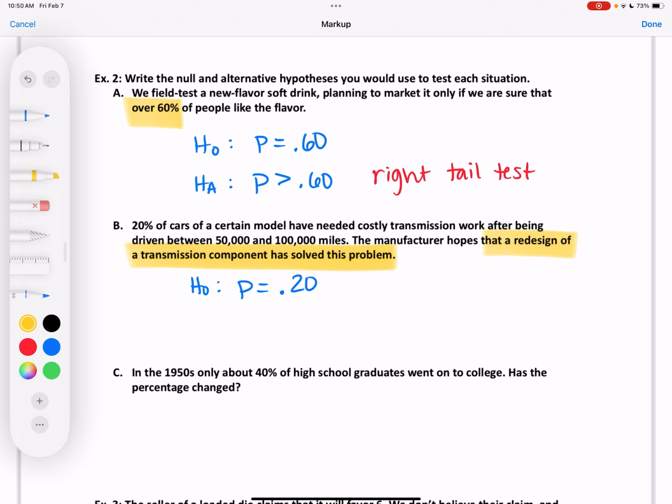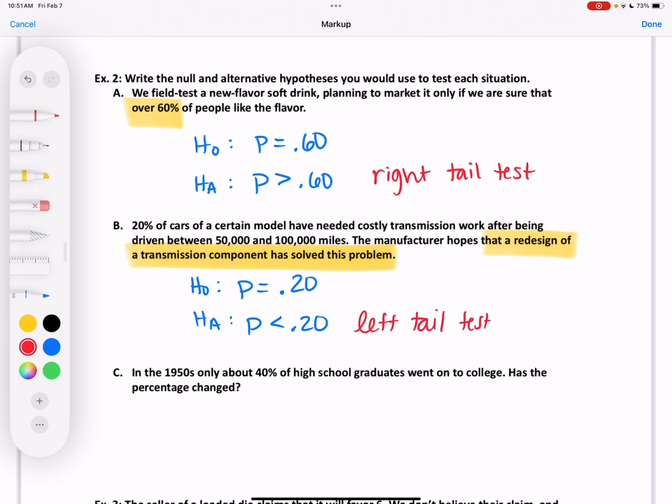So, that would mean what? What are they hoping that the result is going to be by that occurring? Less than 20% have a problem. So yes, less than 20%. Yep, they're hoping that the redesign, so you're kind of having to infer a little bit, is going to resolve that issue so it's less than 20%. So that means that my alternate is P is less than 0.20. So this one would be a left tail test.